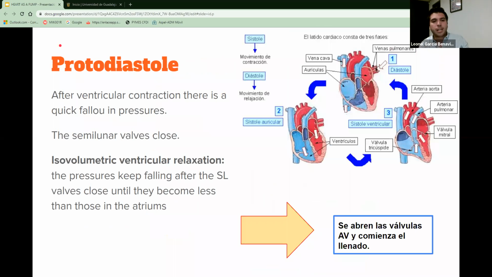What's next? Protodiastole. What's protodiastole? After a ventricular contraction, there is a quick fall in pressures. So ejection occurs, then protodiastole. Proto means beginning, so it's the beginning of diastole. This is where the semilunar valves are going to close again because the pressures start going down, and isovolumetric ventricular relaxation occurs. So this is where the pressures keep falling after the semilunar valves are closed, and they become less than the pressures in the atriums, as we said before.